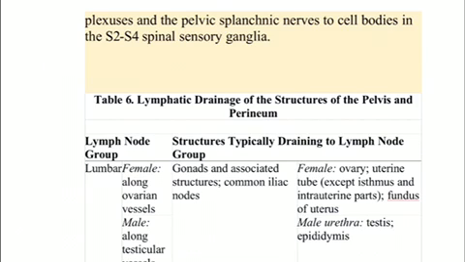You have a table here showing the lymphatic drainage of the pelvic organs, not just the female, the pelvic organs that you find in the female genital organs that are found in the pelvic cavity and also in the perineum. Their lymphatic drainage are all illustrated here.